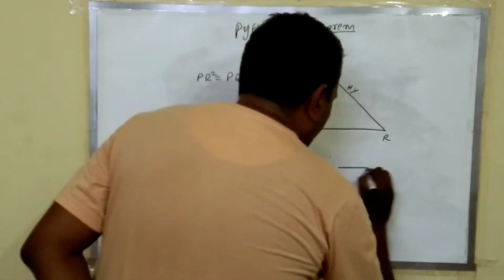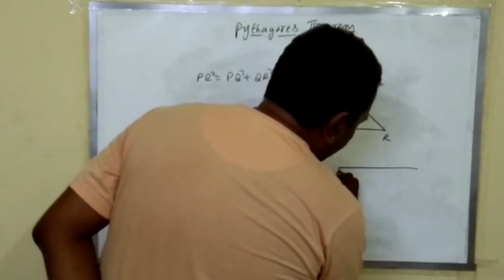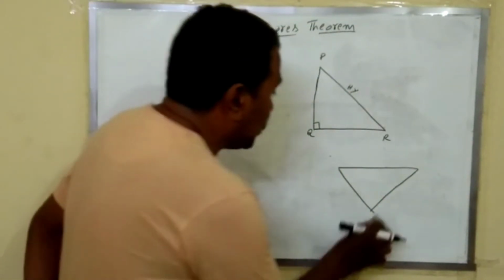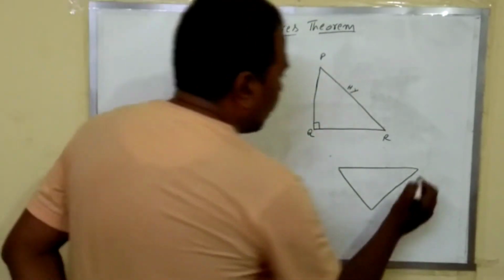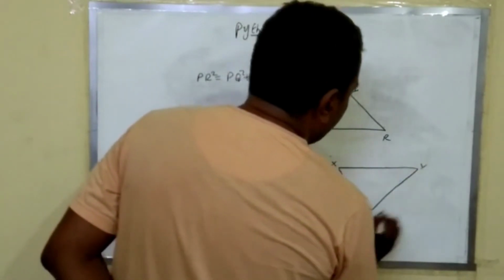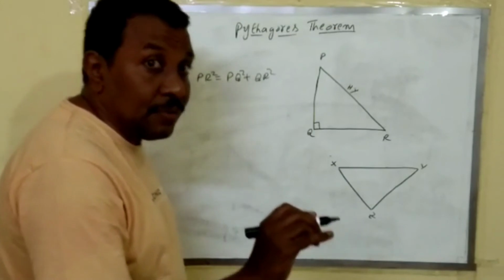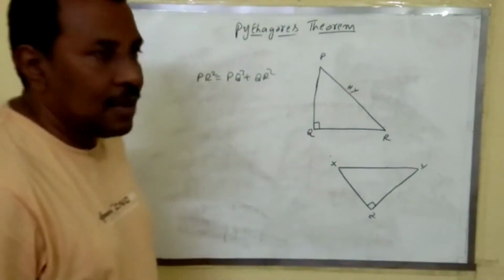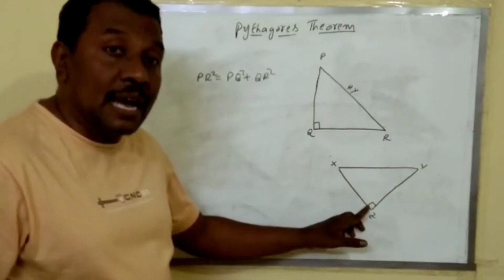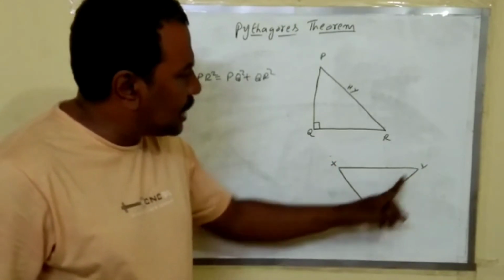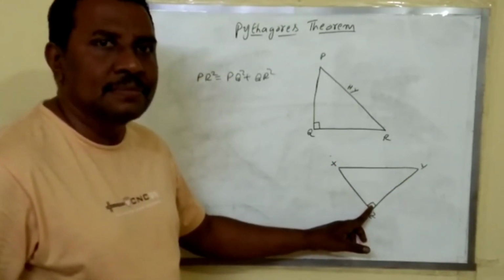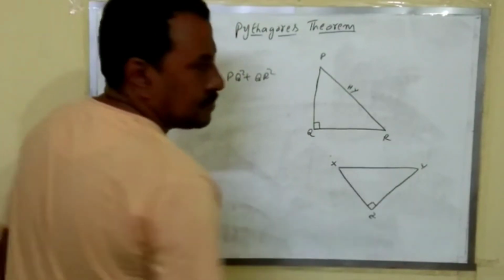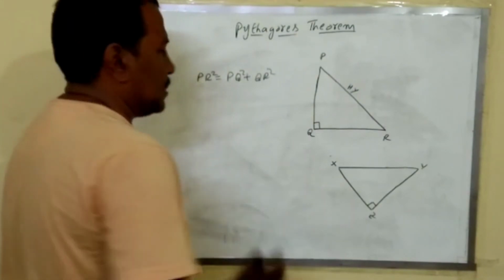Suppose the triangle is in this direction. Whatever the direction may be, you should be able to recognize it. For example, if I take X, Y, Z, first of all we need to identify the right angle. Suppose I say angle Z is a right angle. So in this triangle, angle Z is a right angle. Now apply Pythagoras theorem. Here, opposite to angle Z is XY, so that's why we call it the hypotenuse.